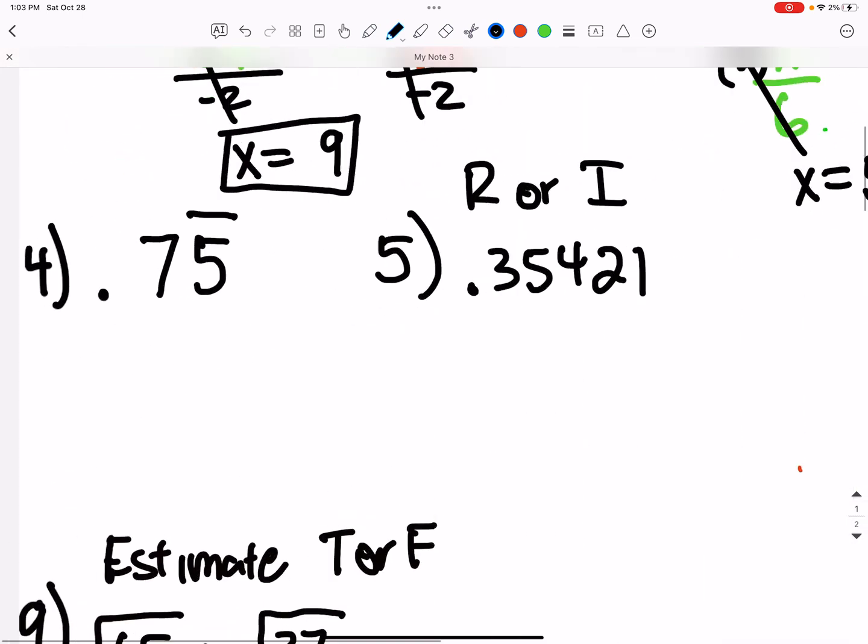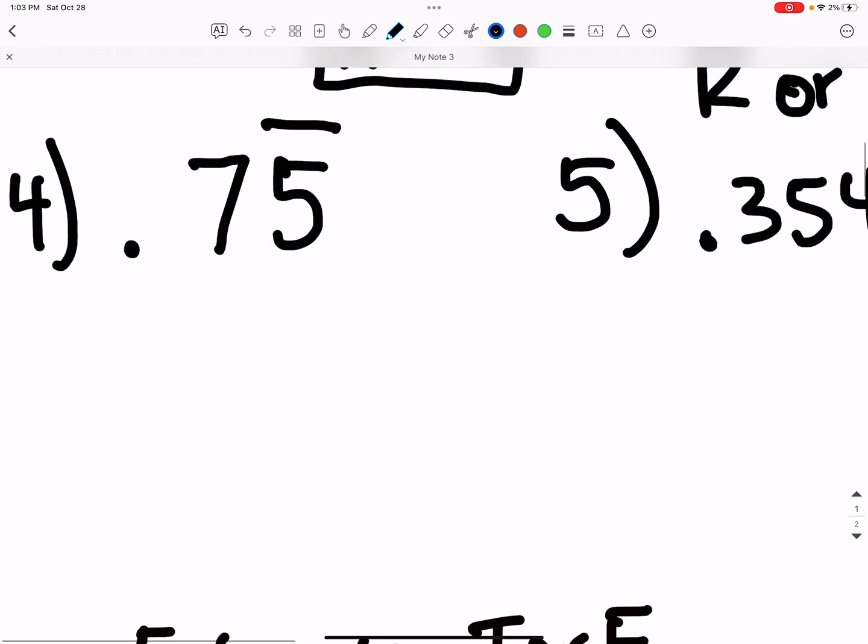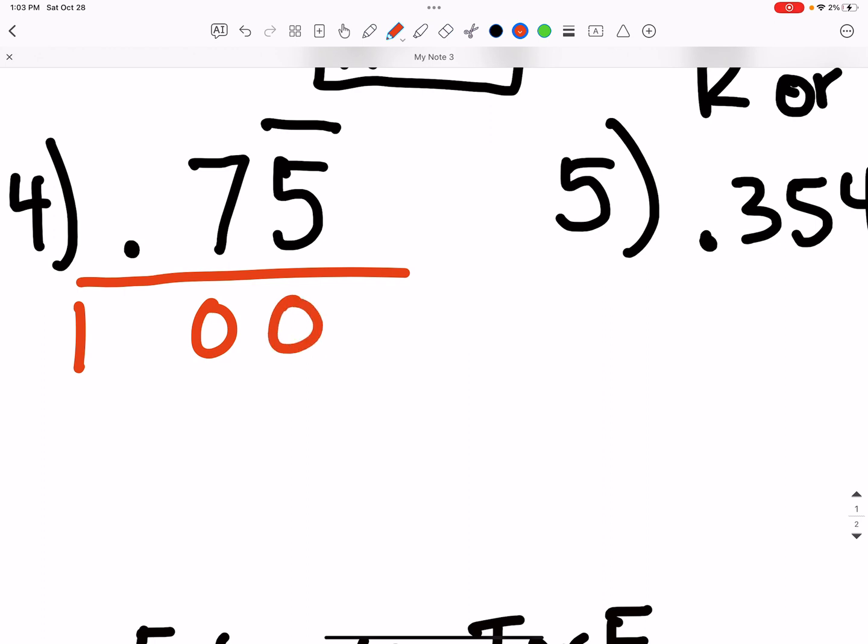All right, keep going. Let's see. We're going to make this a fraction. This is the 1 spot. This is the 10 spot. This is the 100 spot. What we're going to do is subtract what's not covered. And what's not covered is the 7 on top, and on the bottom, the 10 is not covered.